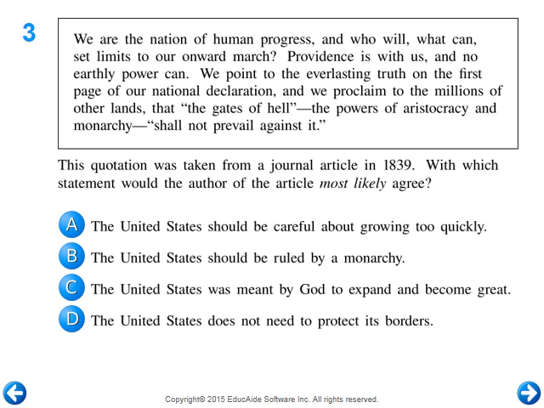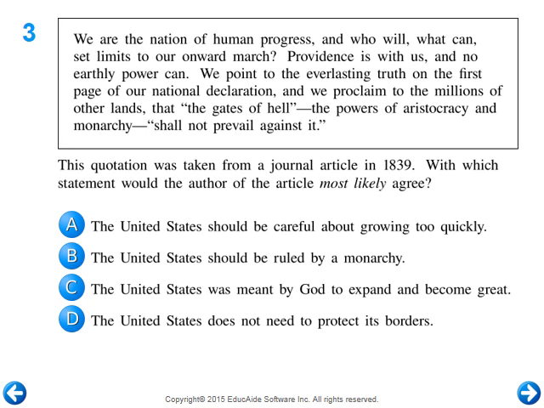So the statement's basically saying nothing's going to stop us. We're going to keep going. Okay, so let's look at A. The United States should be careful about growing too quickly. This guy doesn't seem like he's going to be careful about anything, so we'll get rid of A. B. The United States should be ruled by a monarchy. He basically said a monarchy's not going to stop us, so it's not going to be B. Remove that one. C. The United States was meant by God to expand and become great.